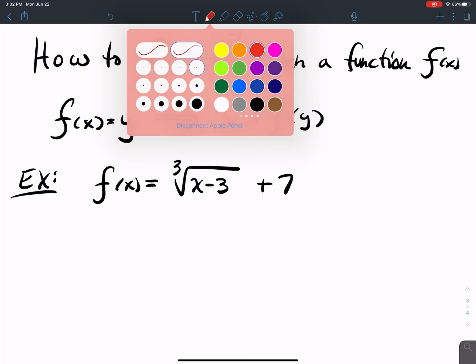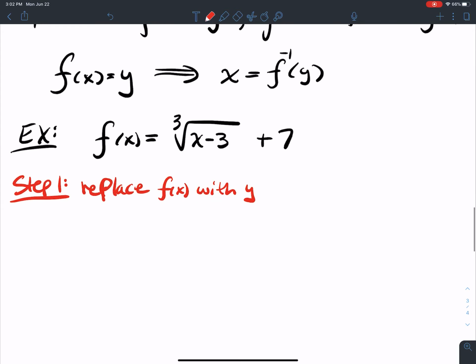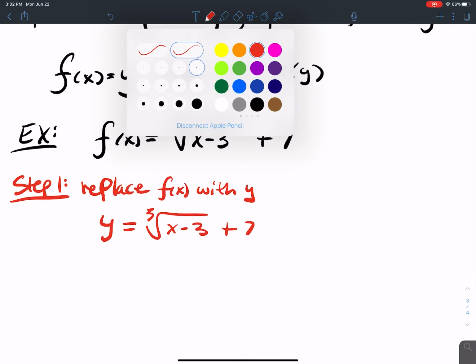Step one, replace f of x with y. So what do I get? I get y equals the cube root of x minus 3 plus 7.